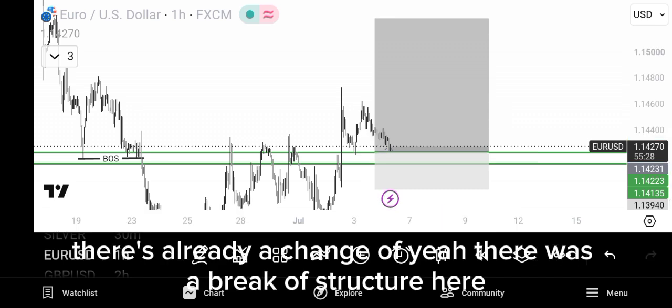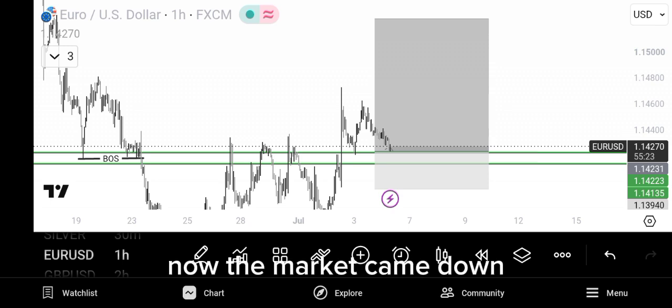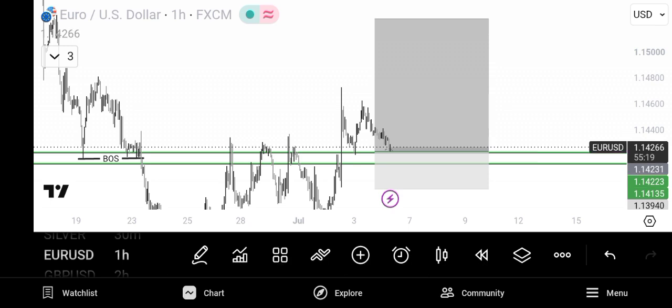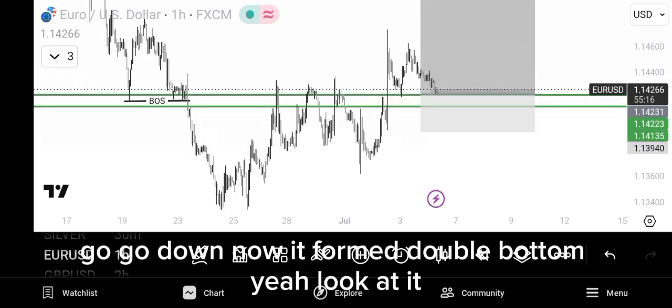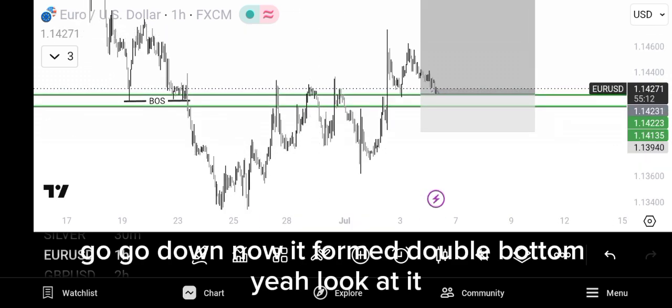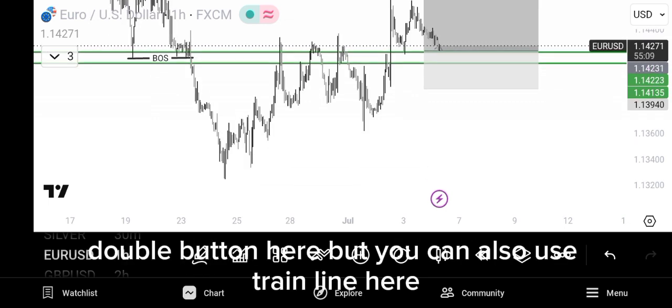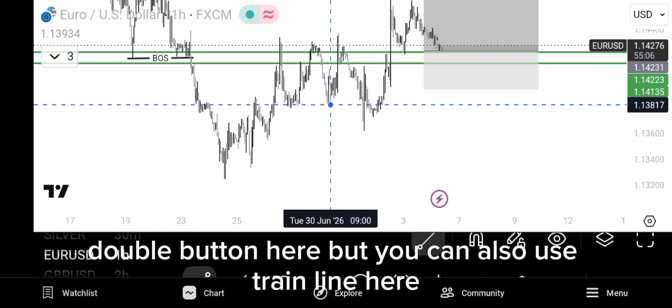There's already a change, there was a break of structure here. Now the market came down and could no longer go down. It formed a double bottom here. Look at it, double bottom here. Well, we can also use a trend line here.